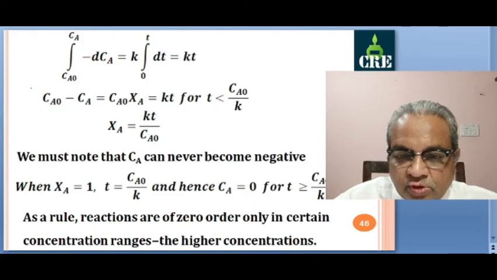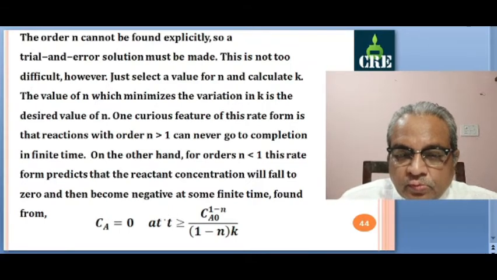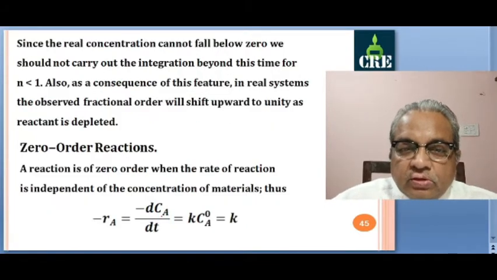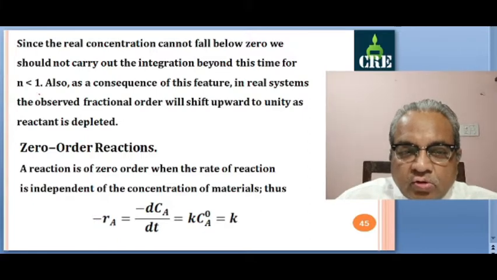For orders less than 1, we have to keep in mind that this is the limiting value, and we should not carry out the integration beyond this. We'll see how this can be used in problem solving later on. That means two things we have to note: for orders greater than 1, the reaction can never go to completion, meaning Xa equal to 1 is not possible in finite time. It can go up to 99.99 or whatever, but not exactly equal to 1.